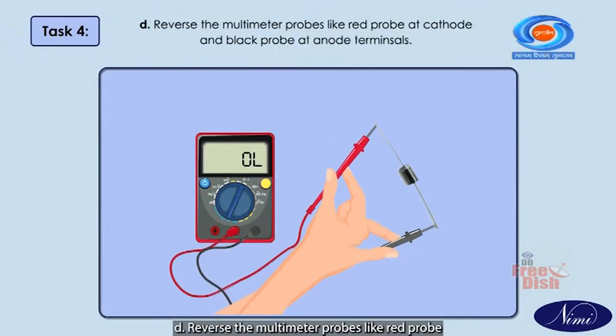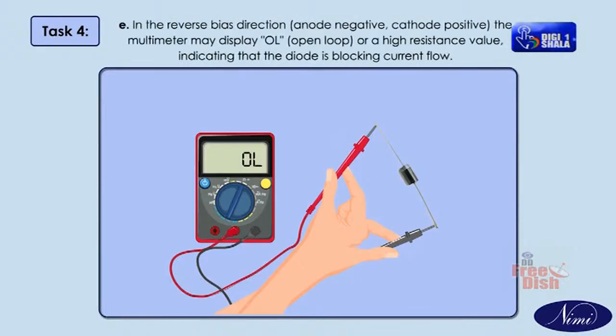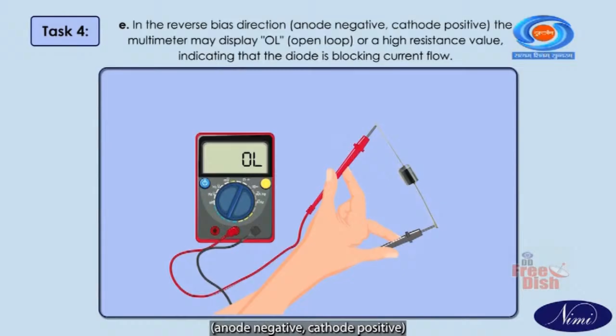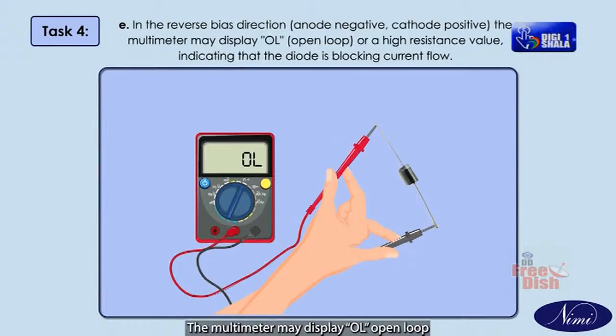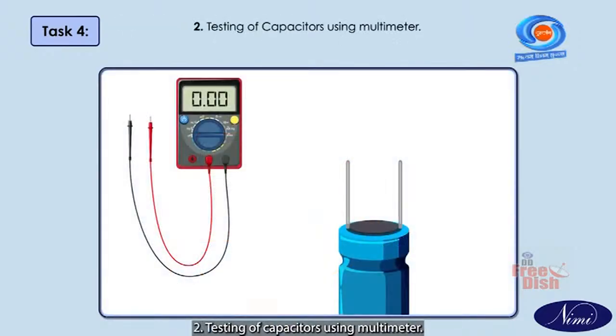Reverse the multimeter probes, with the red probe at the cathode and the black probe at the anode terminals. In the reverse bias direction, anode negative, cathode positive, the multimeter may display OL, open loop, or a high resistance value, indicating that the diode is blocking current flow. Testing of capacitors using a multimeter.